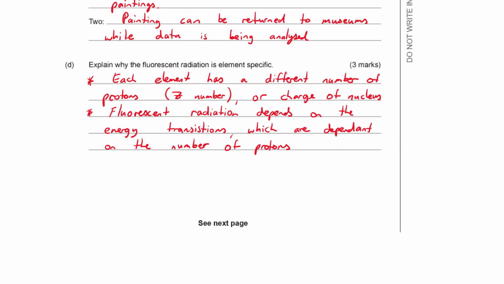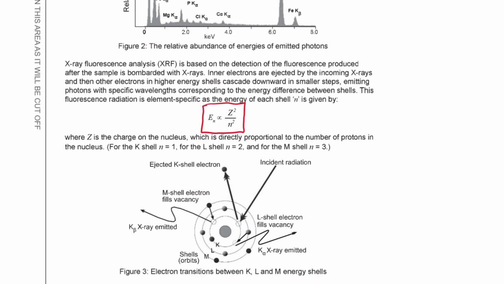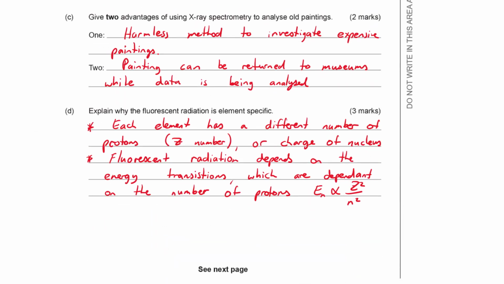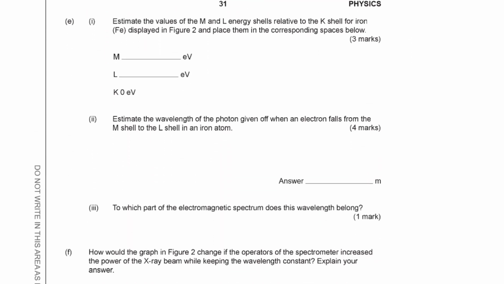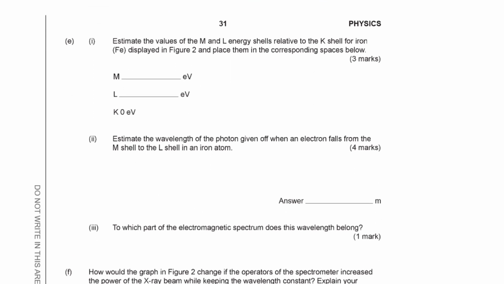And then to really solidify it, I'm going to chuck in the equation that they give. That's not the right E. We're doing Z squared on N squared. Let me just double check. Yeah, that one. Okay, so moving on to the more mathsy stuff. So part E is about estimating M and L. To answer this, you still need to have a bit of knowledge from the article here.